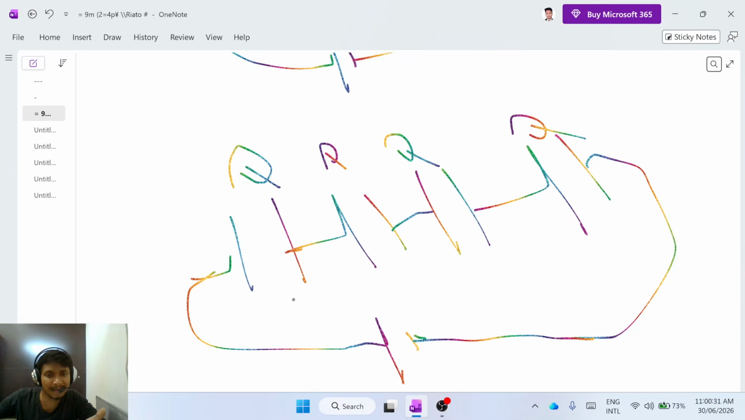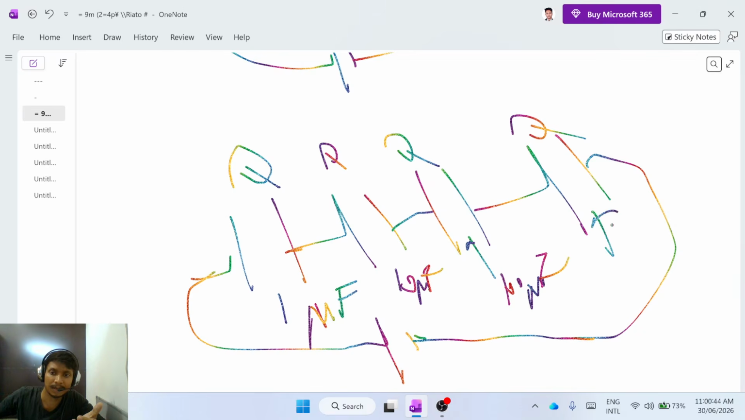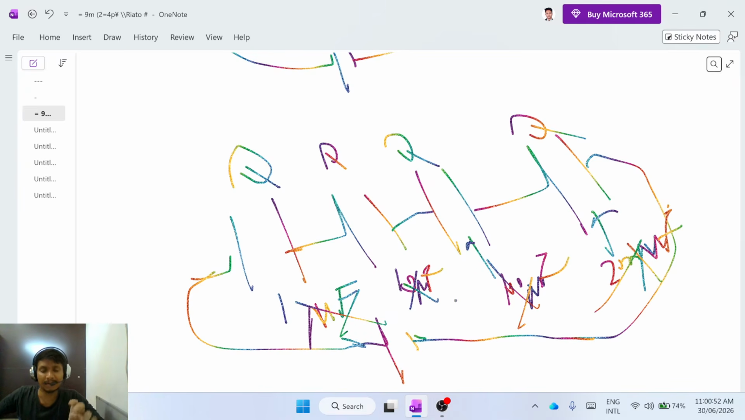The capacitance may be different: 1 microfarad, 10 microfarad, 100 microfarad, 200 microfarad. We don't need to consider capacitance. If we connect the capacitors in series, the charge will be the same.